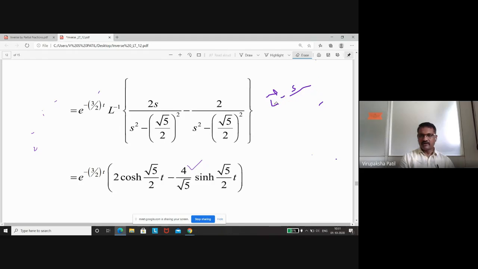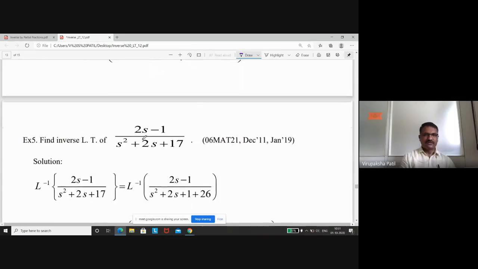And now we'll take another 1 or 2 examples which are very, very important, which have been asked in your examination in the previous year question papers. Now, this example here. Find the inverse Laplace transform of 2s minus 1 divided by s square plus 2s plus 17. This example has been asked in your VTU examination. Subject code is 06 M821 in December 2011, and another time with the same subject code, very recently, January 2019, with the same numbers.